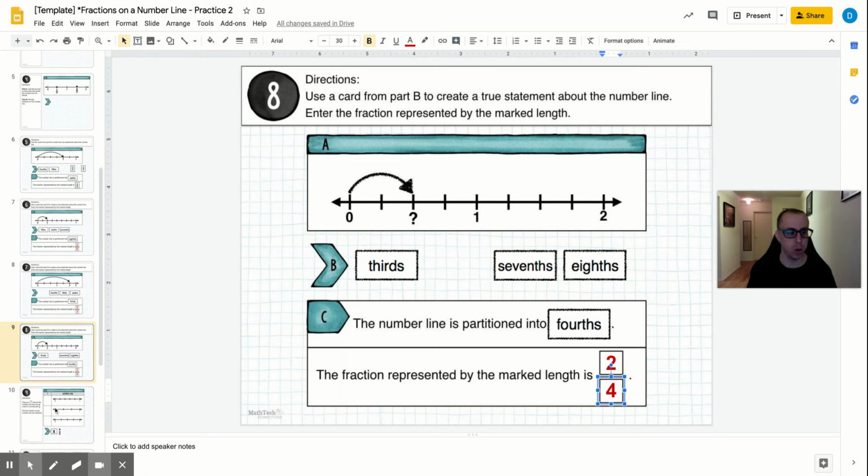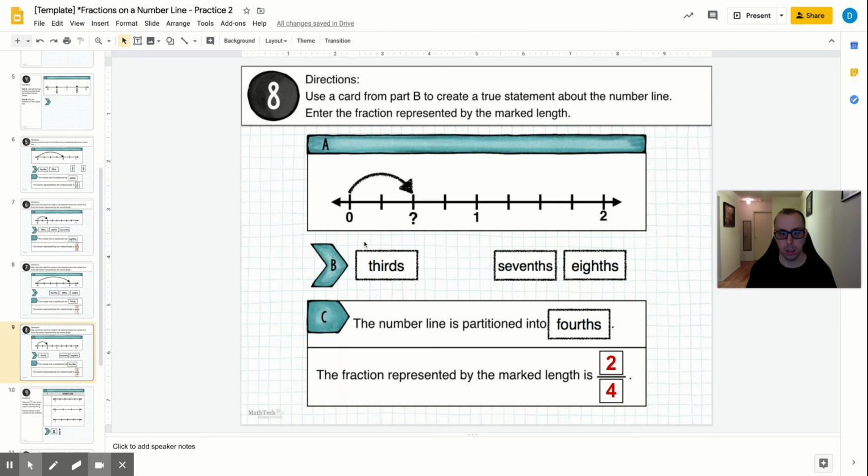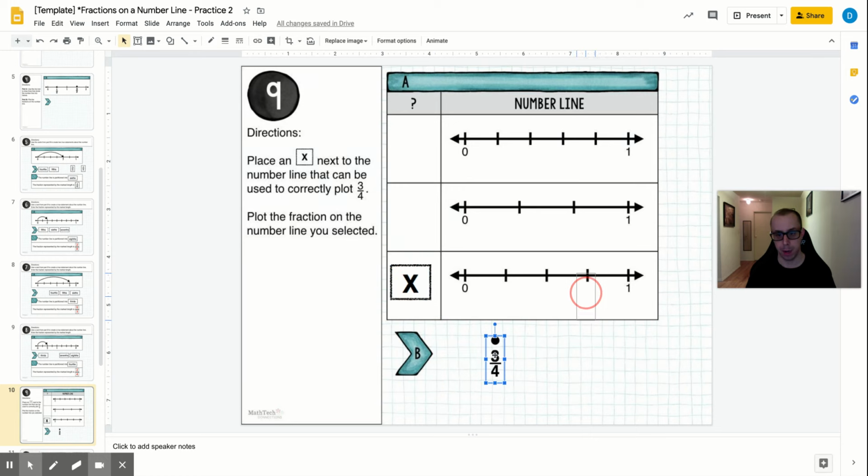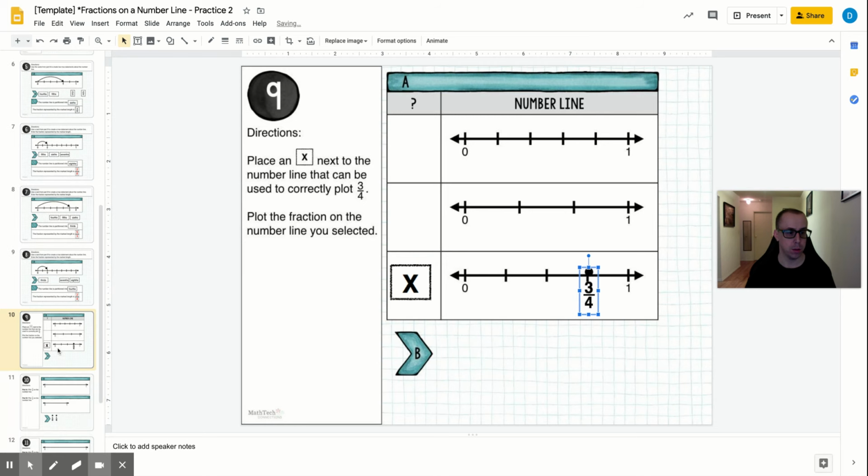Okay, so 2 fourths. Again, 1, 2, 3, 4, and we're 1, 2 along, 2 out of the 4. All right, so here we need to decide which has 4 parts. 1, 2, 3, 4, 5. Fifths. 1, 2, 3. That's fourths. Thirds. And 1, 2, 3, 4. This is fourths, and 1, 2, 3 of them right here. 3 fourths.